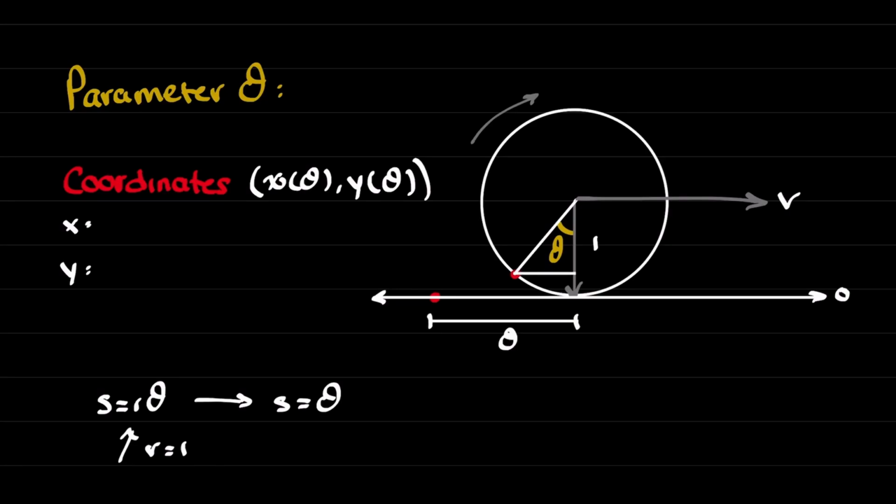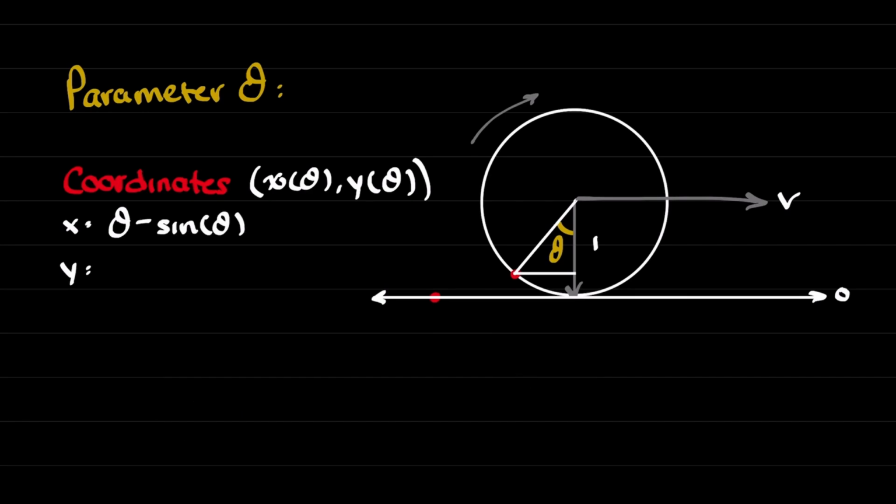If I draw this line here, though, we can see that the point on the edge of the circle hasn't traveled all the way theta. No, it's instead theta minus this distance, which is sine of theta. And so the x-coordinate of our point is theta minus the sine of theta. So there you go, that's our x-coordinate in terms of theta.